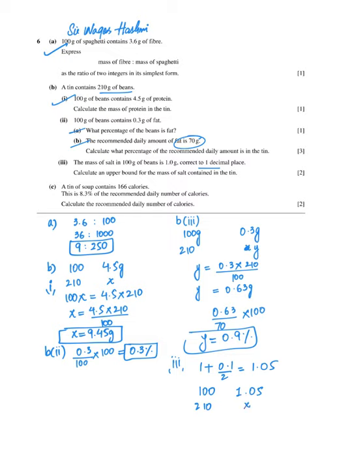So after doing cross multiplication, it will be 210 multiplied with 1.05 and divided by 100, it's 2.205. That is your answer of third part.